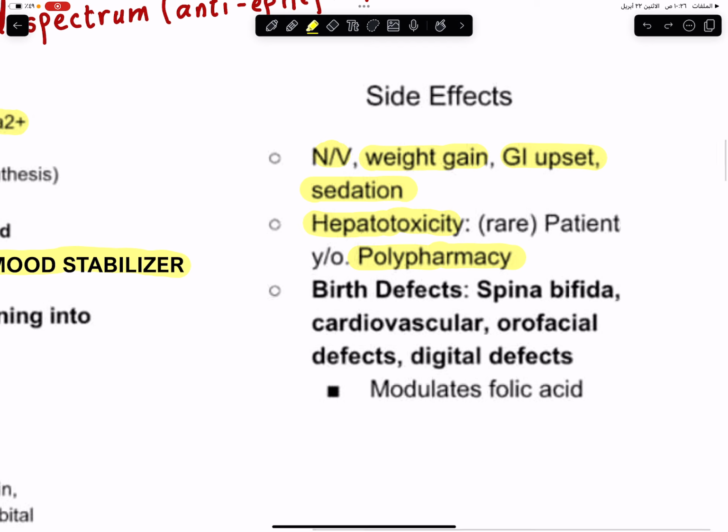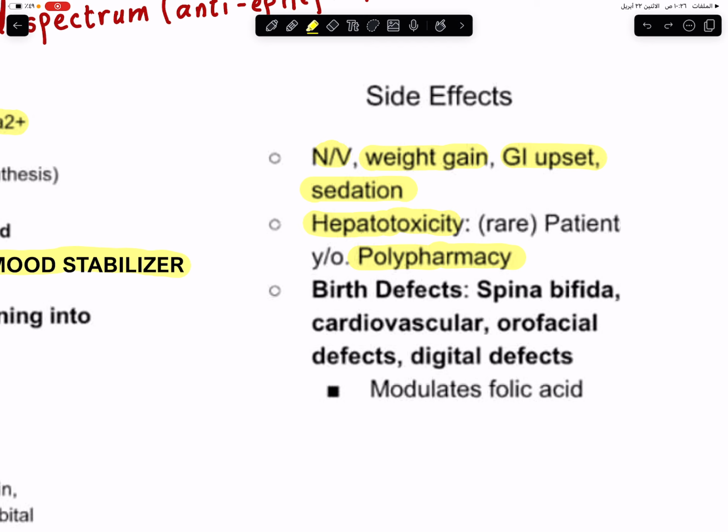Illegal. So if the patient is female, there you will find they don't use valproic acid from 12 to 50 years. Why? Because who knows when the female will get pregnant. So for this reason, they avoid valproic acid. Why? Because it can cause birth defects: spina bifida, cardiovascular, orofacial, that is directly related to you, and digital defects in the fingers. So it is highly teratogenic.